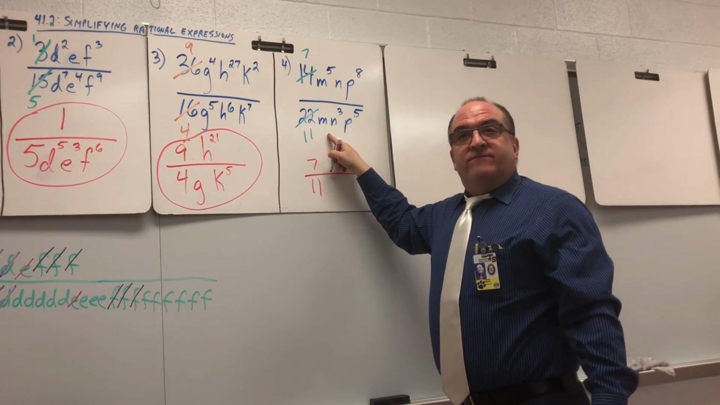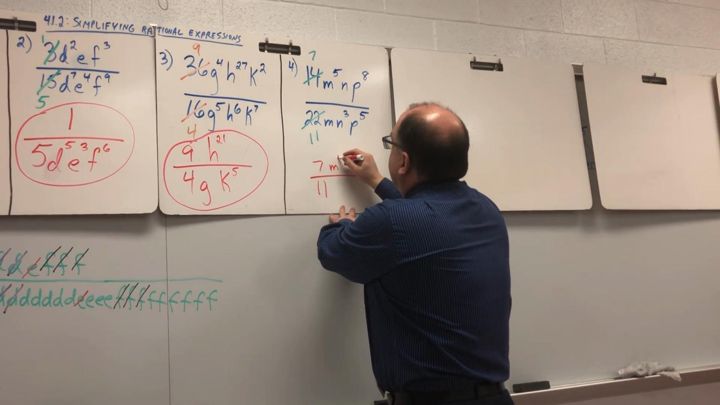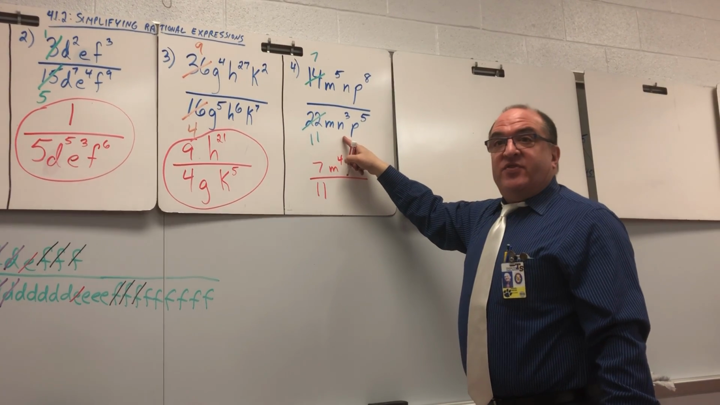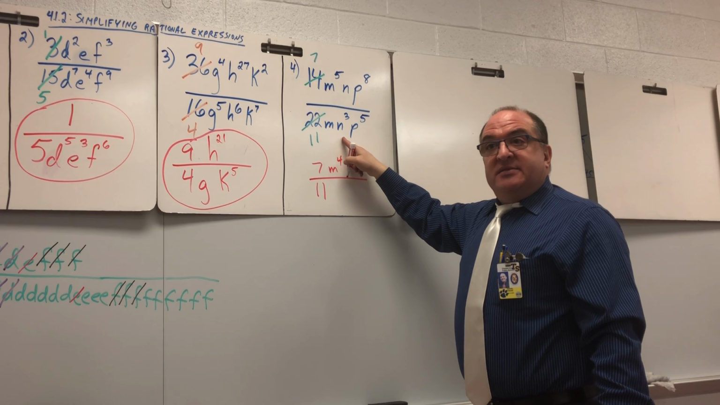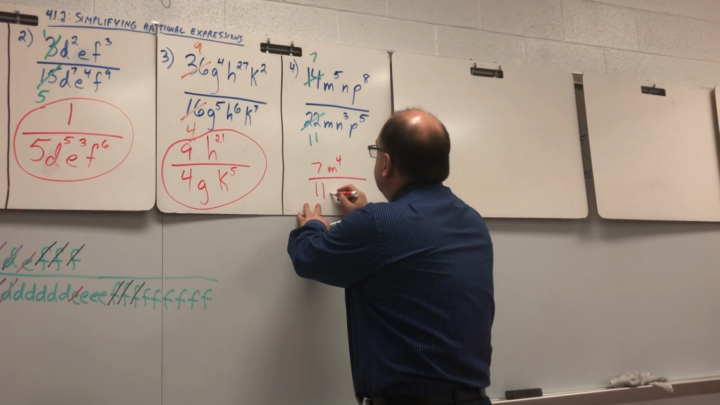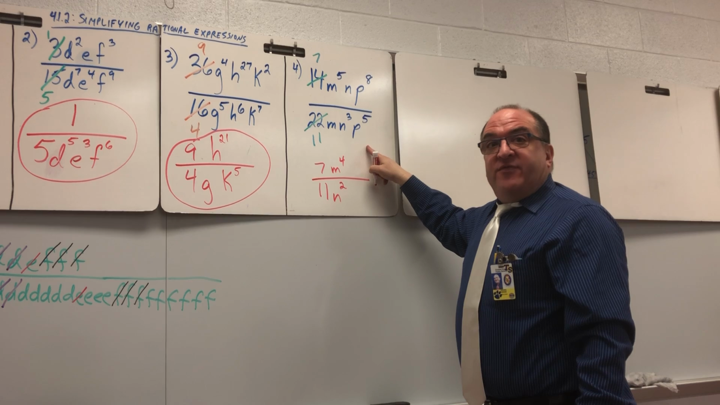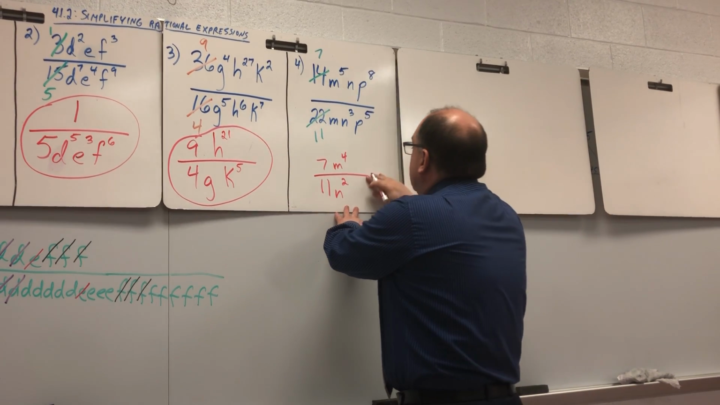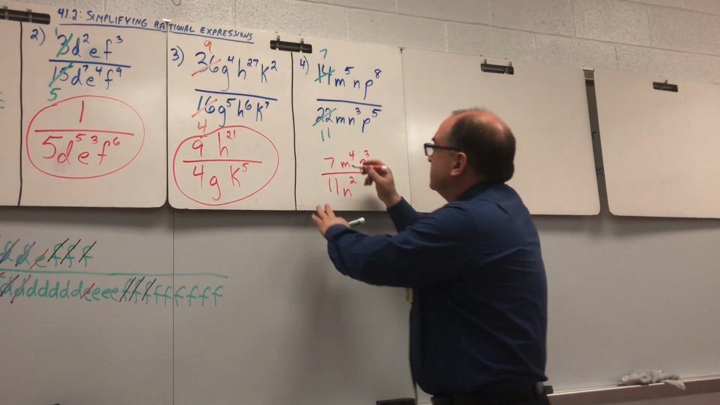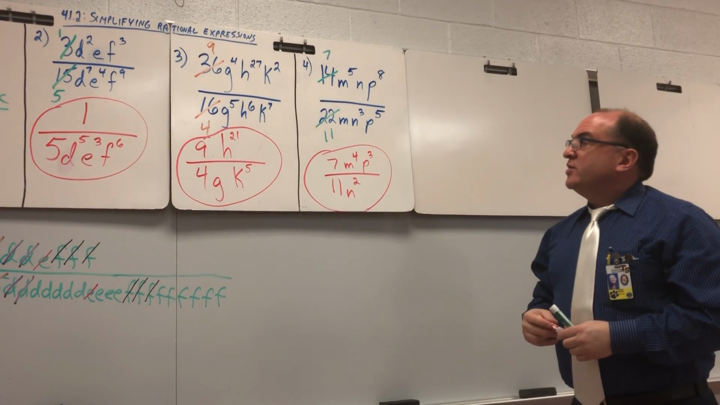m to the fourth. Is it on top or on the bottom? On the top, right? N to the first over n to the third leaves you with n to the second. But is it on the top or on the bottom? On the bottom. P to the eighth over p to the fifth leaves you with p to the third on top. That's how you do these problems.